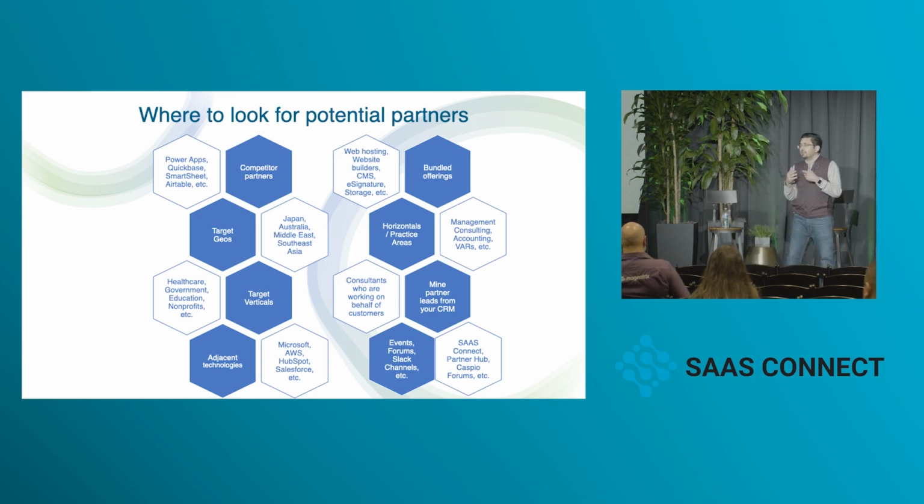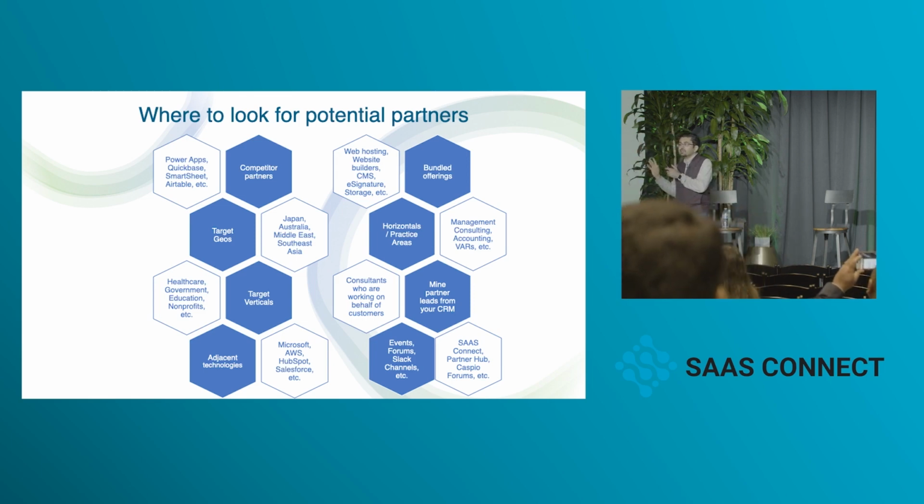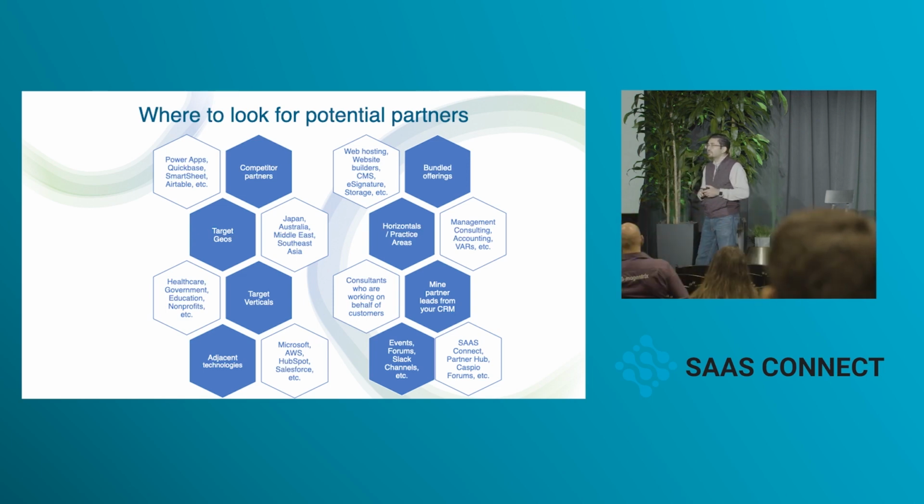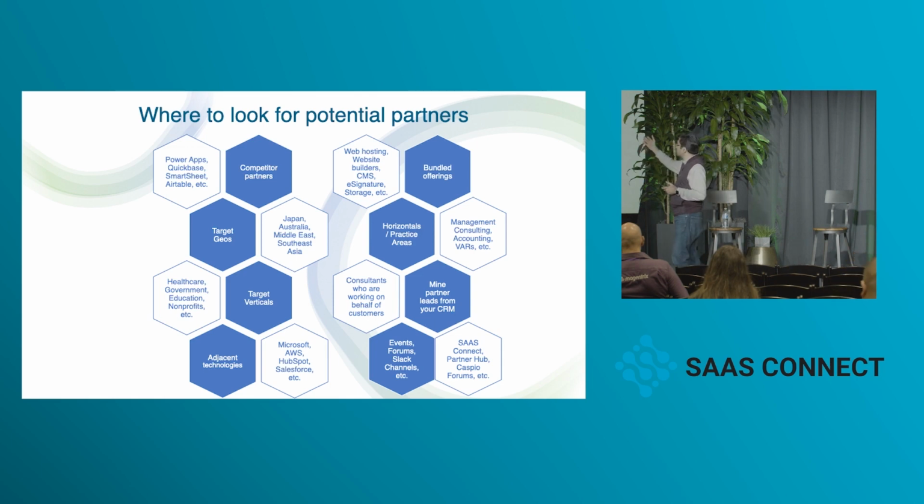And now once you've started getting to a draft ideal partner profile and you know what you're looking for in an ideal partner, the next step comes down to where to look for these potential partners, right? And here are just some high-level categories of where to look for these partners, along with some examples, right? So the first thing is competitor partners. And like I said, someone who already understands your space, half your selling is already done. So for example, in our space, if they already are working with a low-code, no-code competitor of ours, at least we don't have to evangelize or educate them about our space. All we need to say is, hey, you're already working with Power Apps.